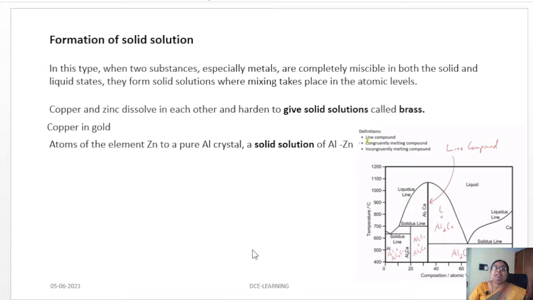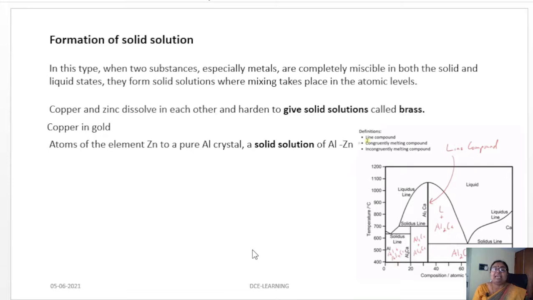Another one is the formation of solid solution. In this type, when two substances, especially the melts, are completely miscible in both the solid and the liquid state, they form a solid solution where mixing takes place on the atomic level. Copper and zinc, for example, dissolve in each other to give a solid solution called brass. You already know about copper in gold, that is also one of these.